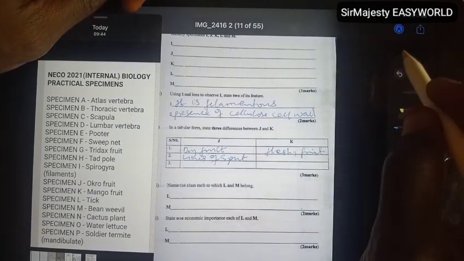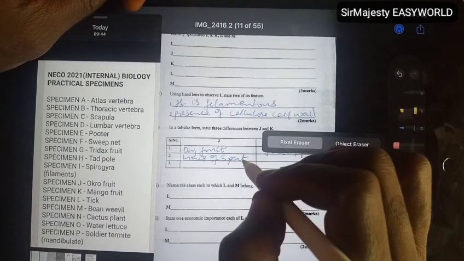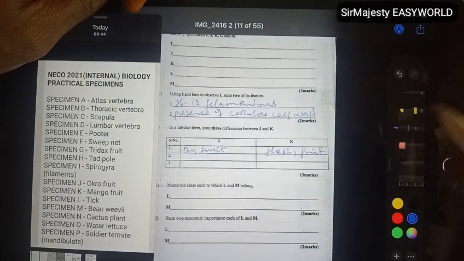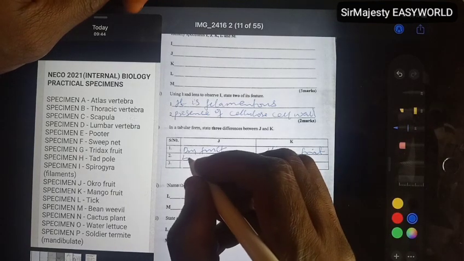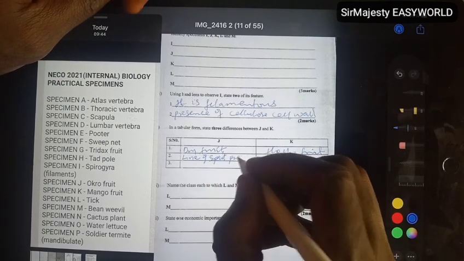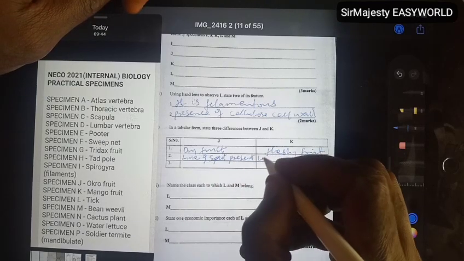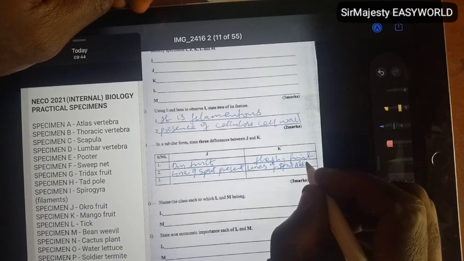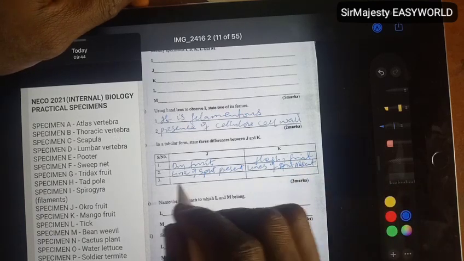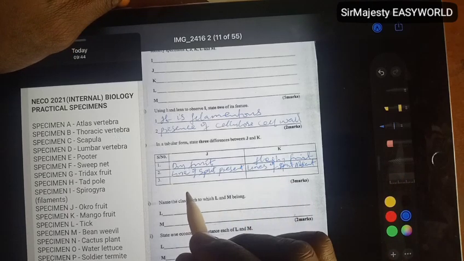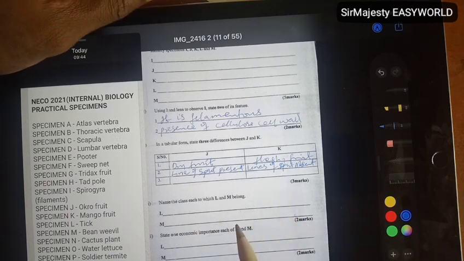Lines of split present. Lines of split absent. Or you say that this is dehiscent and this is indehiscent. It is still correct. Then this one you can say is a capsule, then this one is a drupe.